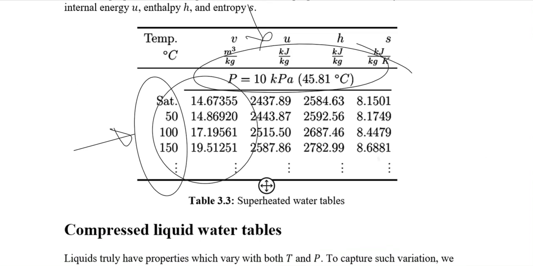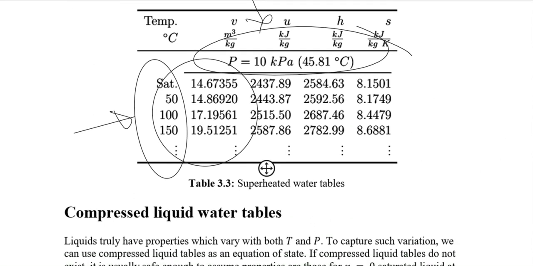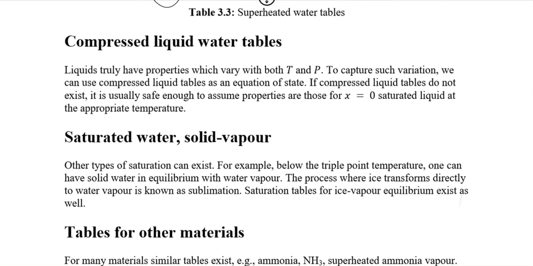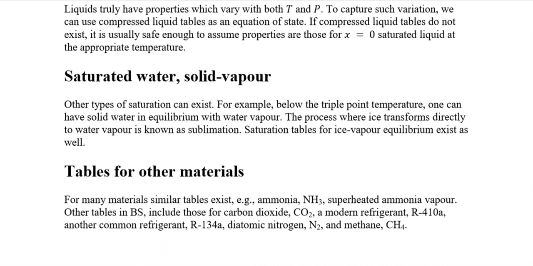Similarly, it will be for the compressed table. Inside the compressed region, temperature and pressure are independent of each other. So that means we would be given the temperature as well as the pressure, and we will be talking about this one. We can have a solid vapor diagram as well. We can have a table for the other material as well. But in our course, we would not be talking about the solid vapor diagram.